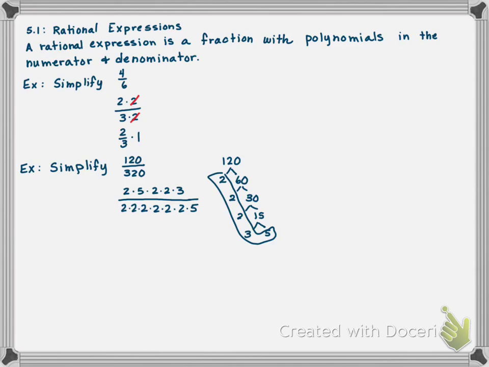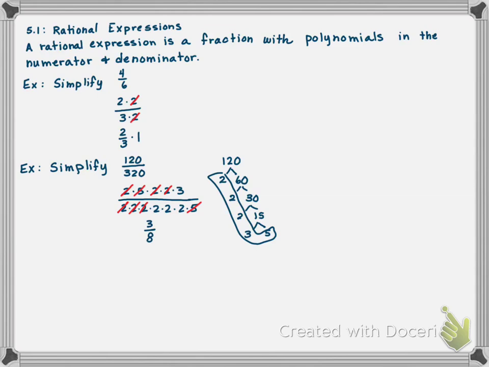1, 2, 3, 4. Okay. So then we say 2 divided by 2 is 1. 5 divided by 5 is 1. 2 divided by 2 is 1. And then 2 divided by 2 again is 1. So we end up with 3 over 8, which is what 120 over 320 is equivalent to.